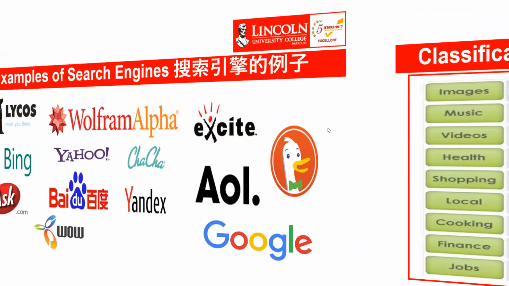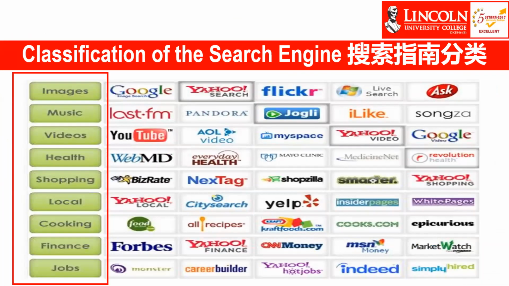So now, some of these search engines, depending on the kind of data you are looking for, okay, if you're looking for images, for example, some of the search engines you can look at are Google Image Search, Yahoo Search, Flickr, Live Search, Ask.com, and so on.